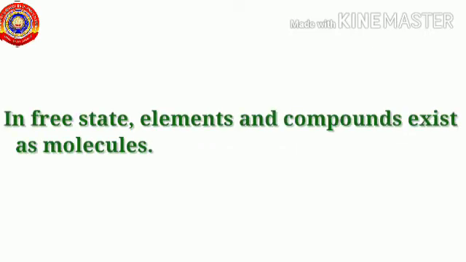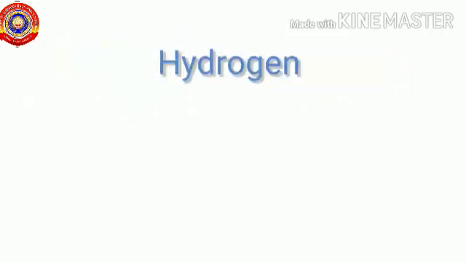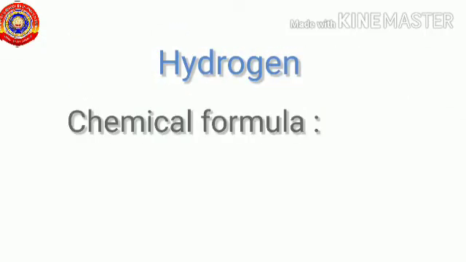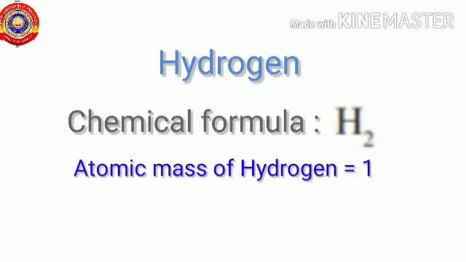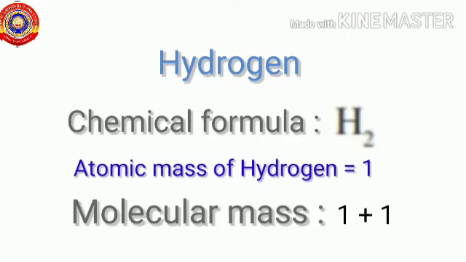Let's start. In free state, the elements and compounds exist as molecules. Consider hydrogen. It exists as H2. You know the atomic mass of hydrogen. And can you tell me the atomic mass of 2 hydrogen atoms? Yes. 1 plus 1 equal 2.